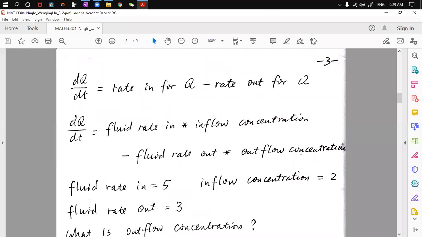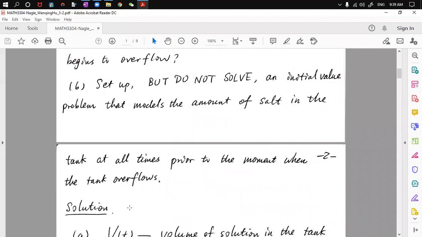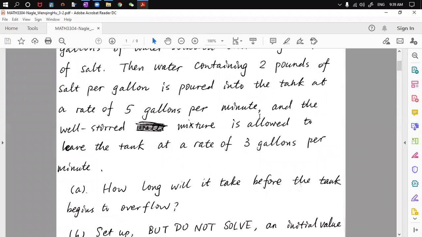So what's the problem? Well, let's look at the statement of the problem. It says that you set up this equation, but do not solve it. But then it says that a well-stirred mixture is allowed to leave the tank. What does well-stirred mean? A well-stirred mixture simply means that the water solution of the salt is homogeneous. The salt is equally distributed, or homogeneously distributed, among this water solution, which means that the concentration can be calculated, right?